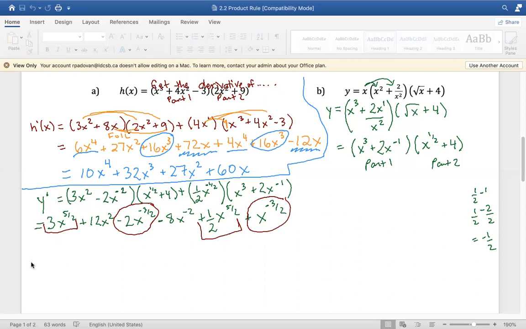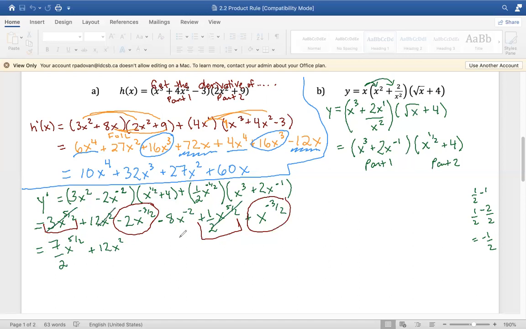So then my answer would be 3 plus 1/2. 3 plus 1/2, I just add, right, for my like terms, but I keep the exponents the same, is 3.5. Or if I had 2 as a denominator here, I'd have to multiply by 2. So it'd be 6/2 plus 1, which would be 7/2 x to the exponent of 5/2. So I've taken care of that. Plus the 12x squared. So that's exponent of 2.5. That's an exponent of 2, right?